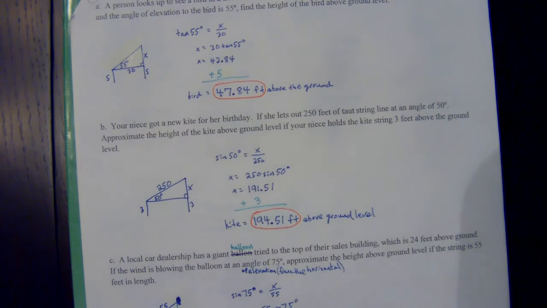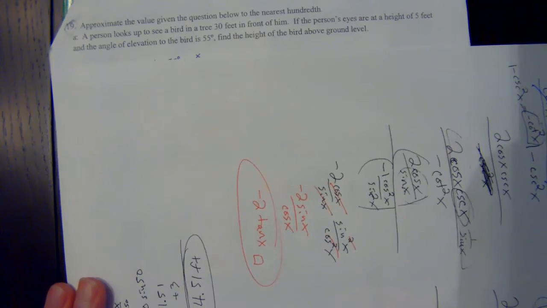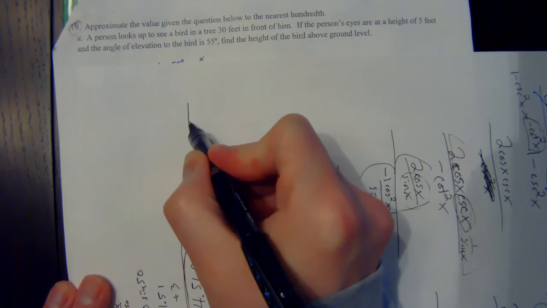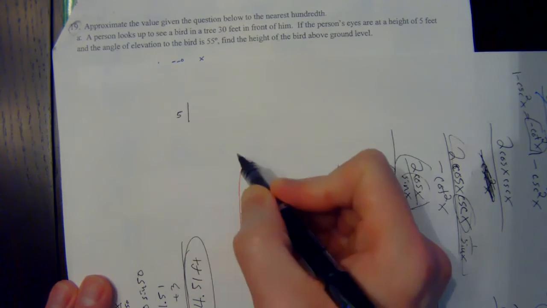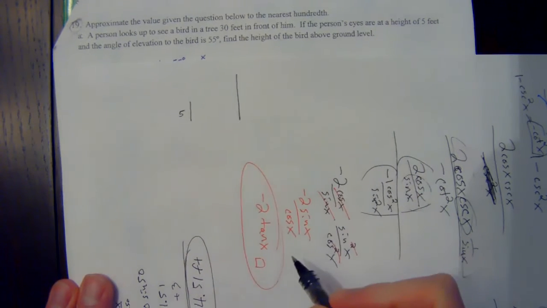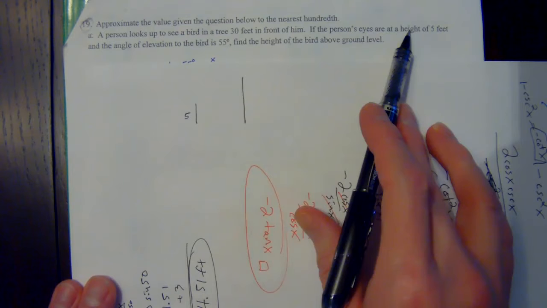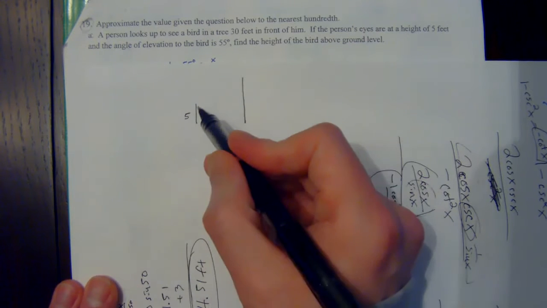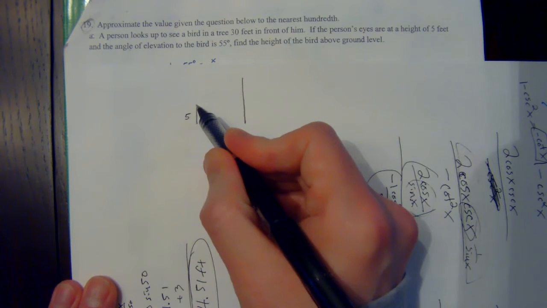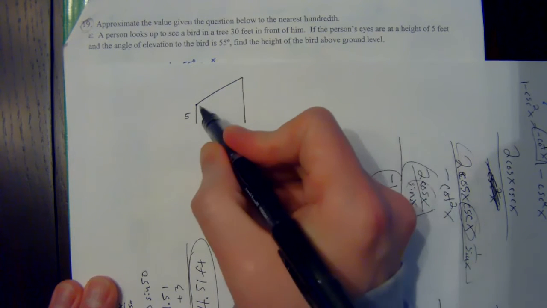So it says a person looks up to see a bird in a tree 30 feet in front of him. So this is the person, and it tells us that person is 5 feet tall. And then here's your tree, and it says that those are 30 feet apart. And then it says the person's eyes are at a height of 5 feet. So here's your eyes right here, and the angle of elevation to the bird. So you're looking at the bird in the tree, and then that angle of elevation.